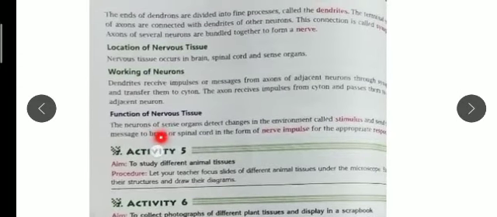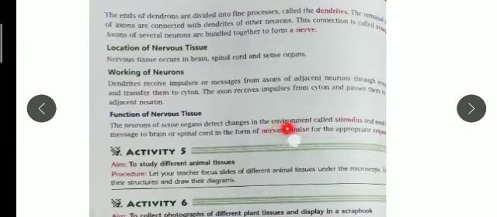What is the function now? The neurons of the sense organs detect changes in the environment. Whatever the stimulus is, through the sense organs we can detect the signals when we observe or feel our external environment. All the signals are detected by the sense organs, and the sense organs send these signals to the brain in the form of nerve impulses. The brain reads and interprets the nerve impulses, or the spinal cord also, and it sends the response.